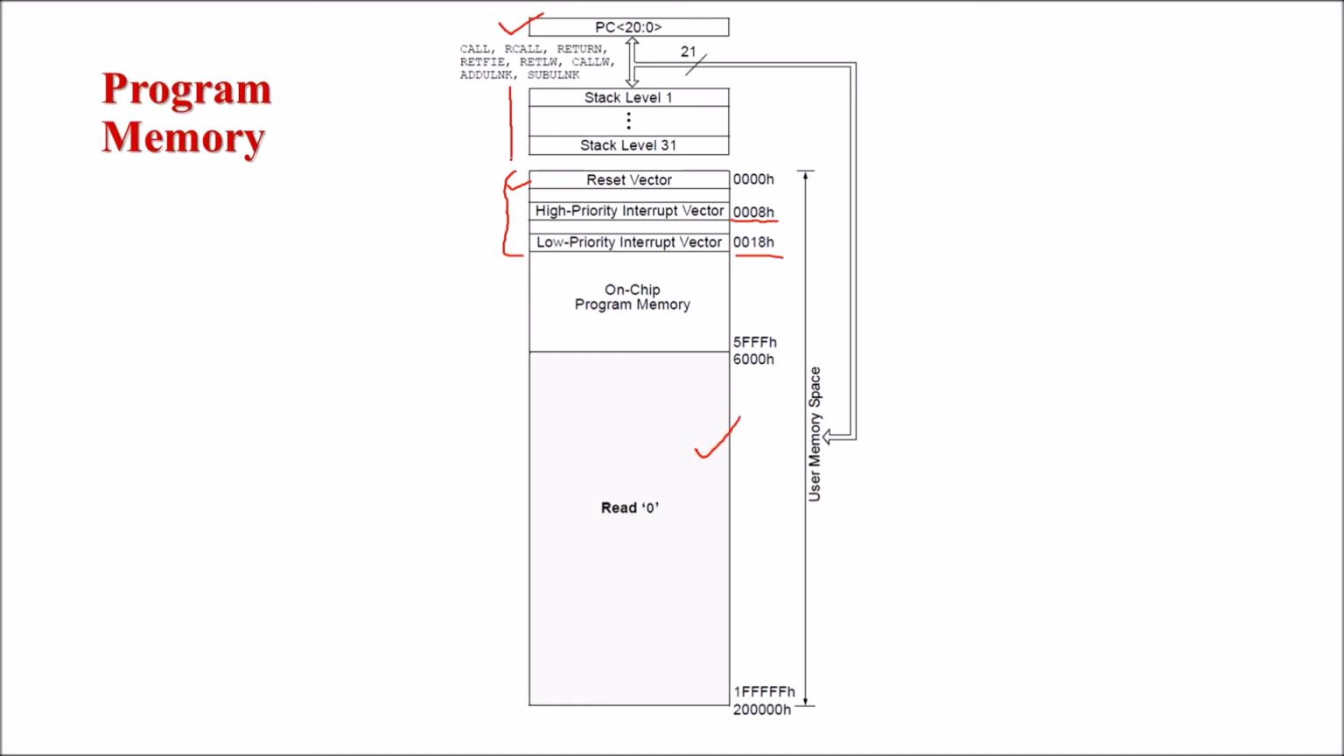Then there are different stack levels available. 31 stack levels are available. It depends upon the version also, but generally 31 stack levels are available and the user can use these stack levels or stack memory to store temporary data. Different registers are associated with this stack. So this is the general architecture of program memory of the PIC microcontroller.